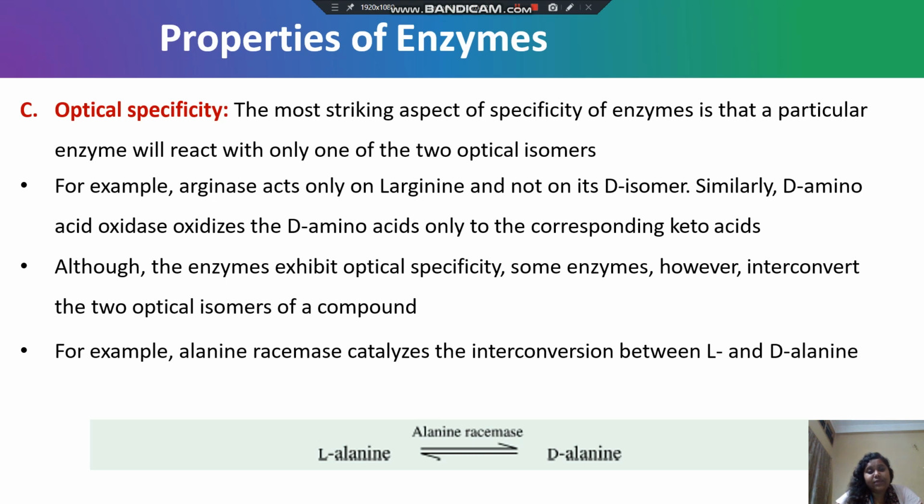Although the enzymes exhibit optical specificity, some enzymes, however, interconvert the two optical isomers of a compound. For example, alanine racemase catalyzes the interconversion between L- and D-alanine. So L-alanine, when it reacts with alanine racemase, gives D-alanine.